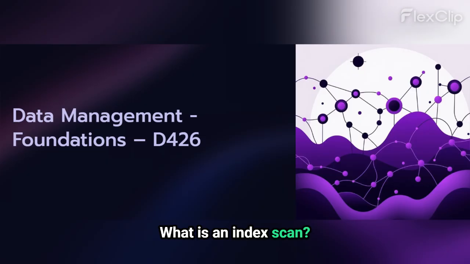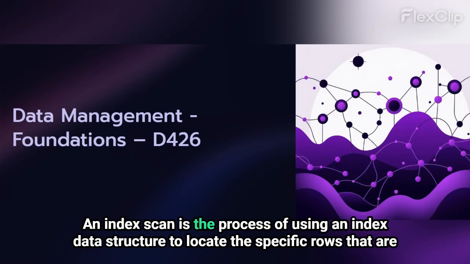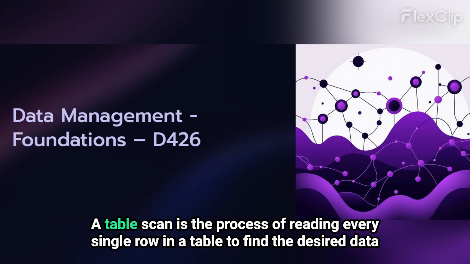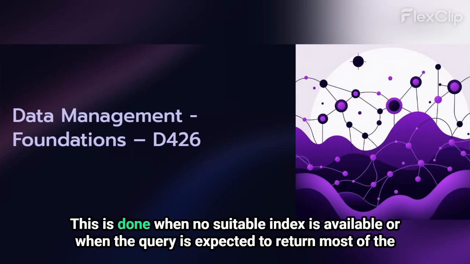What is an index scan? An index scan is the process of using an index data structure to locate the specific rows that are needed for a query. What is a table scan? A table scan is the process of reading every single row in a table to find the desired data. This is done when no suitable index is available, or when the query is expected to return most of the table's rows.